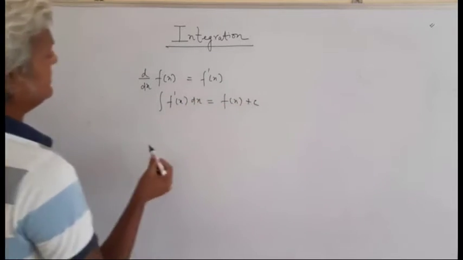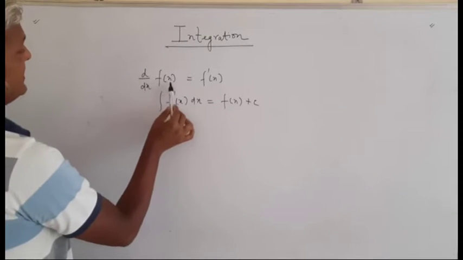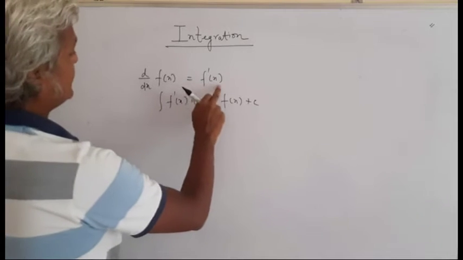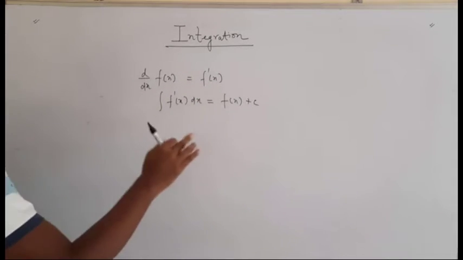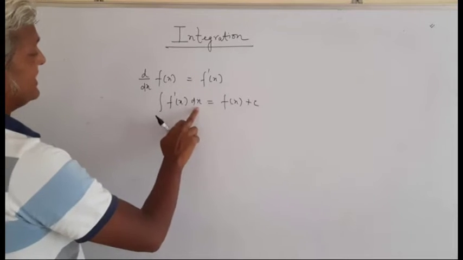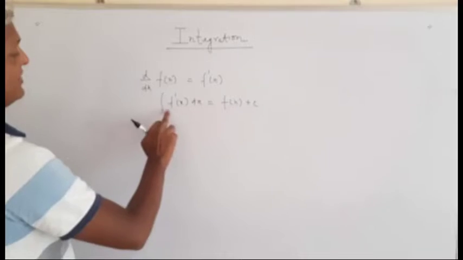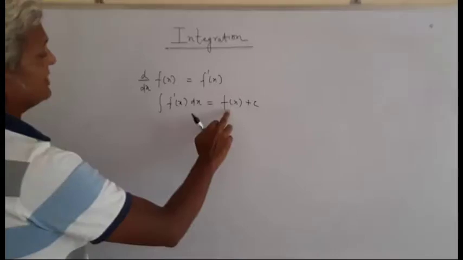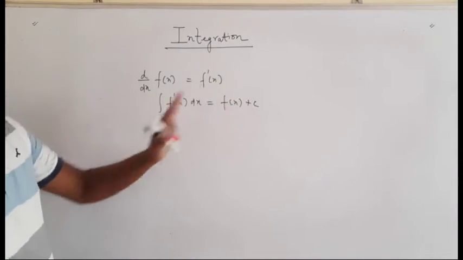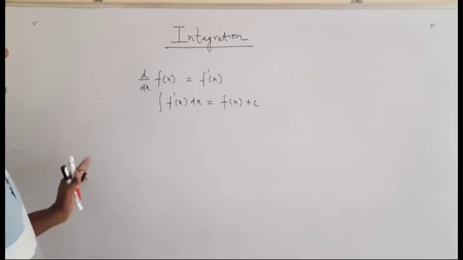plus c. It means that the function f(x), when differentiated with respect to x, gives another function, f'(x), and if f'(x) is integrated again with respect to x, then you get your function back along with some constant c, that's called the constant of integration.